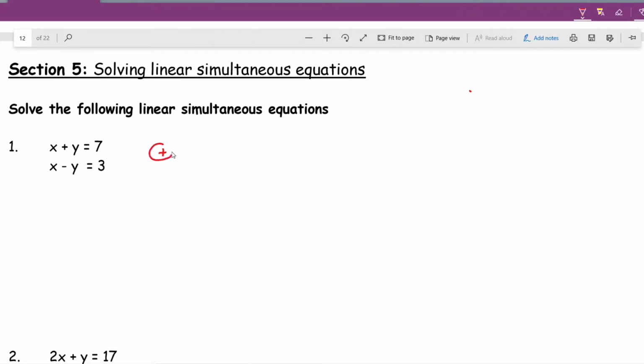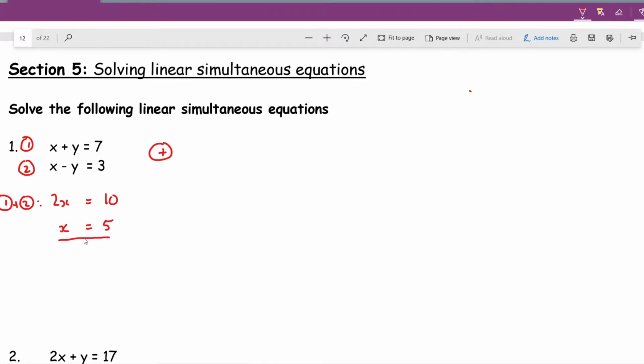If I add those two, I'm going to call this equation 1 and that equation 2. So equation 1 add equation 2, I'll end up with 2x. Now y plus minus y, they will disappear. That's the whole reason why we added them. And 7 plus 3 is 10. So you'll end up with 2x equals 10. The whole reason for doing this is to get rid of the y variable, so we'll just end up with one variable, x, and we can solve that straight away. 2x equals 10, so x must equal 5.